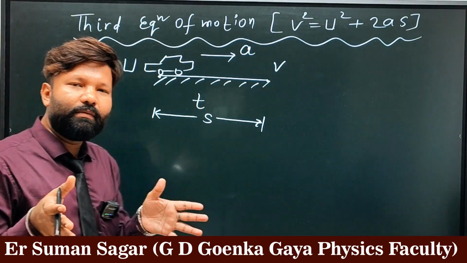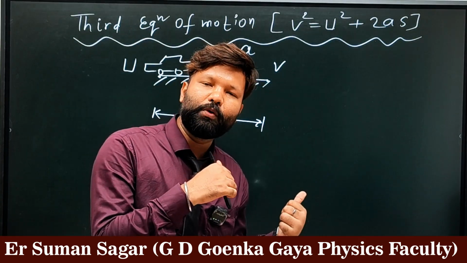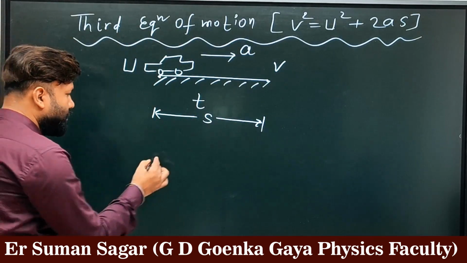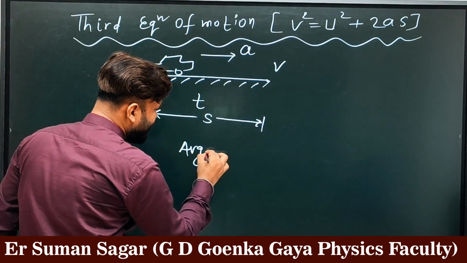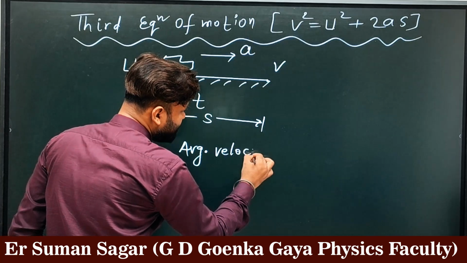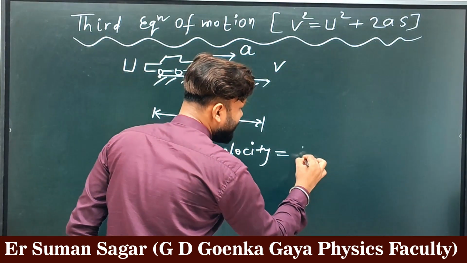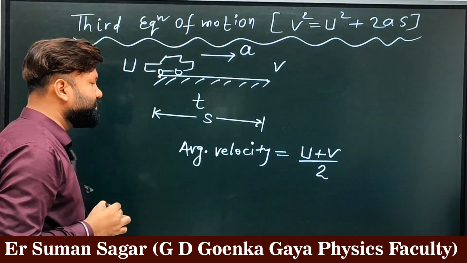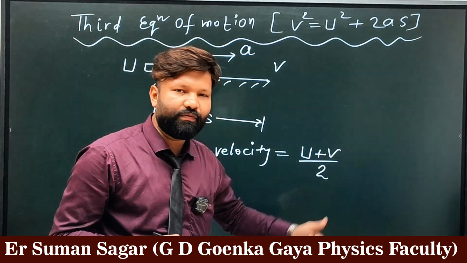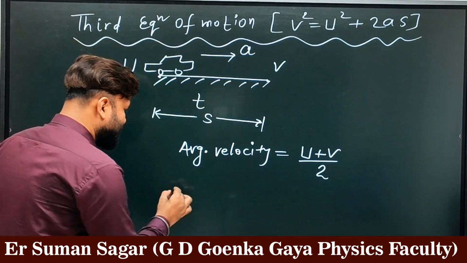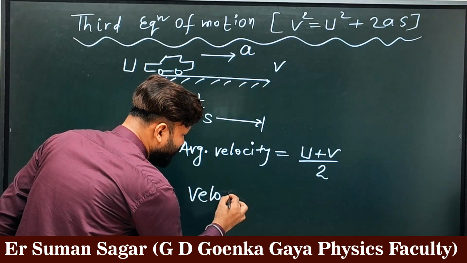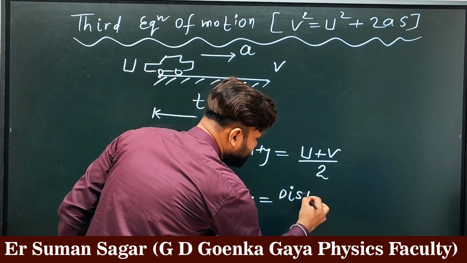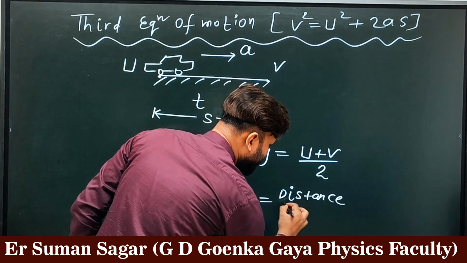Same process we will use whatever we have used while proving second equation of motion. So as we know, average velocity is u plus v by 2, students. U is initial velocity, v is final velocity. Now as we know, velocity is equal to distance by time. One more formula we are doing, distance by time.